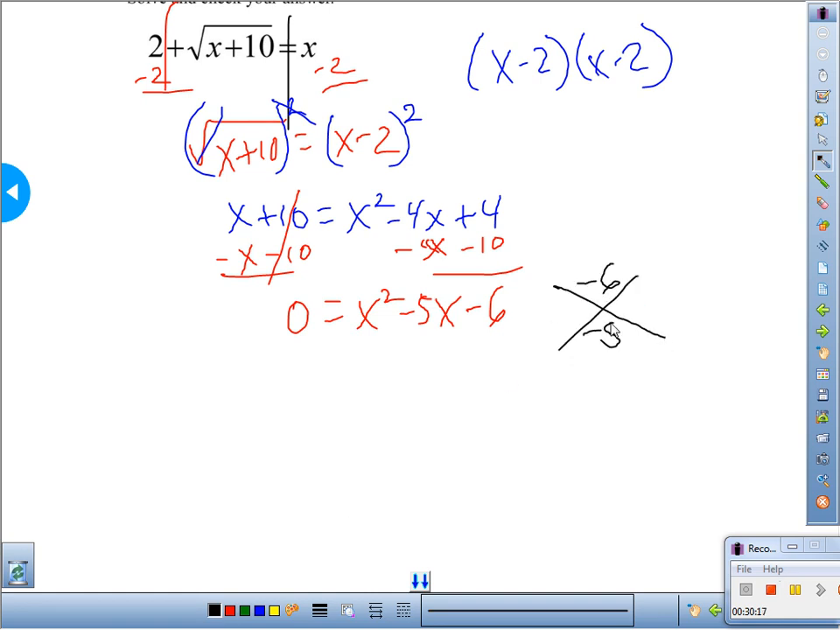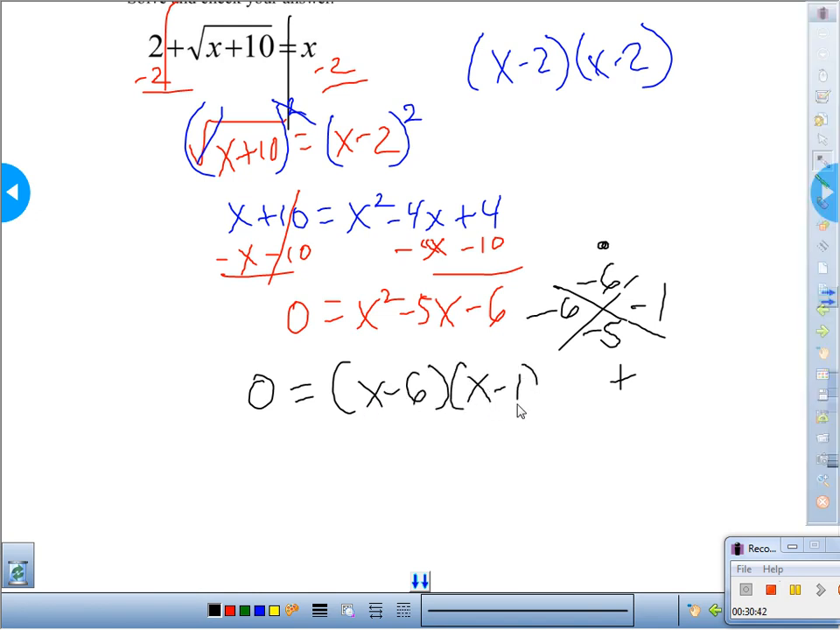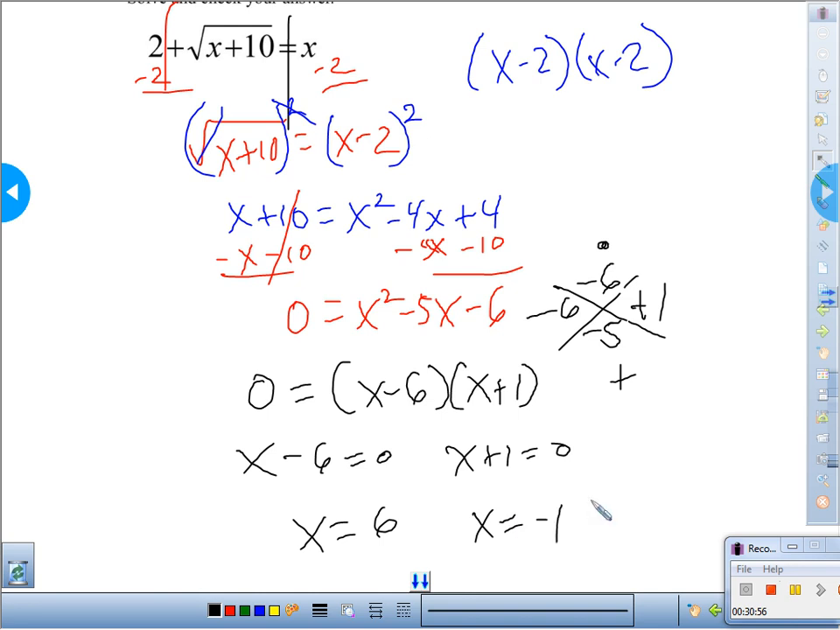Negative 6, negative 5. Factors of negative 6 that add up to negative 5. Negative 3 and negative 2? No, that doesn't work. Negative 6 and 1. Negative 6 and negative 1. And I'm just going to use a shortcut. 0 equals parentheses x minus 6, x minus 1. Set it equal to 0. Oh, plus 1, my bad. Plus 1. X minus 6 equals 0. X plus 1 equals 0. So therefore, x equals 6. X equals negative 1.